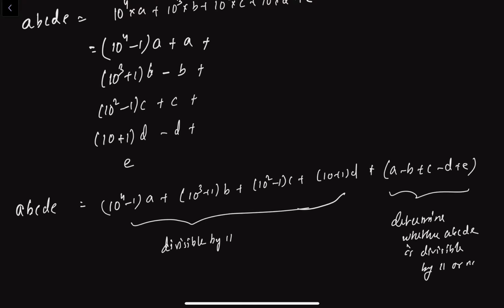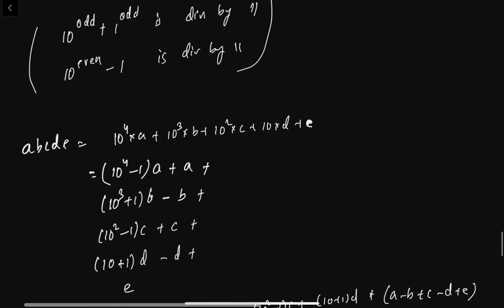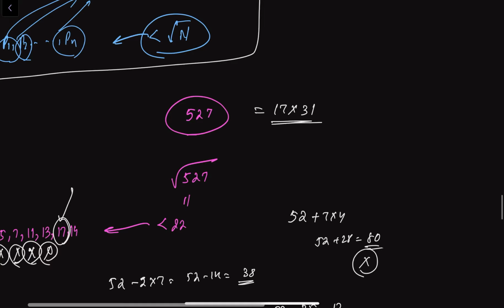So that means this is nothing but the difference of sums of alternate digits. We are finding the sum of digits at even positions and the sum of digits at odd positions, taking the difference, and checking whether this difference is divisible by 11 or not. So that's the divisibility rule of 11. That's what I did here as well. 527 is 5 plus 7 minus 2, which is 12 minus 2, which is 10. So 10 is not divisible by 11.